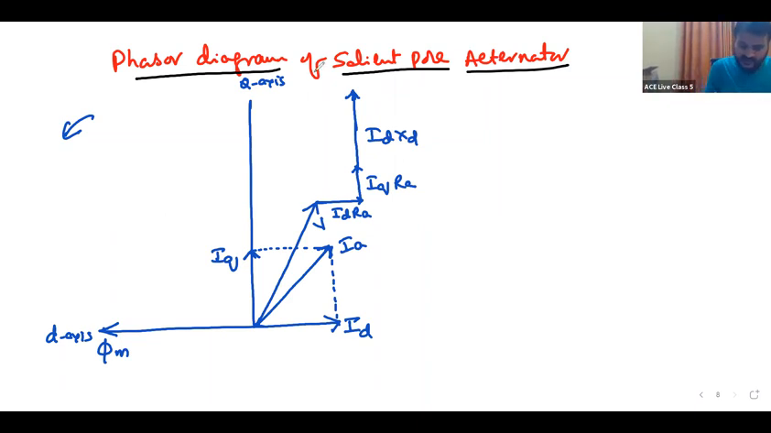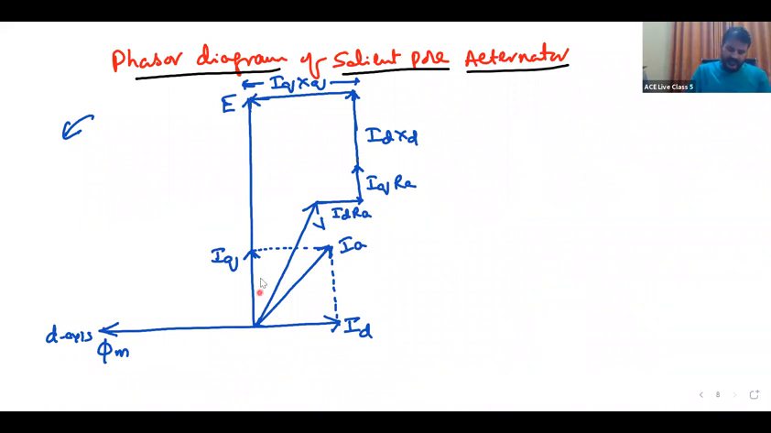Now IQXQ will again be perpendicular to IQ. This is IQXQ. So finally, this is E. Whereas this is IDXD. This is a phasor diagram of a salient pole synchronous machine. I hope this is very clear.